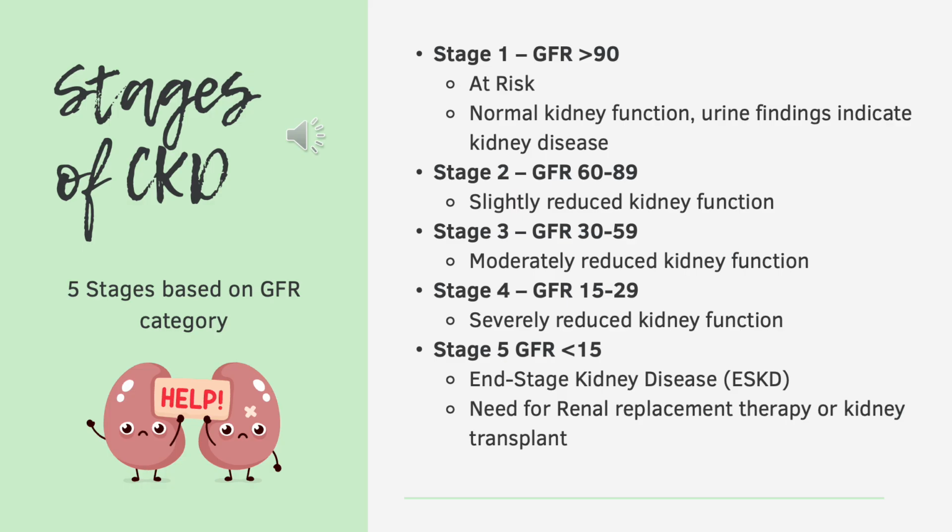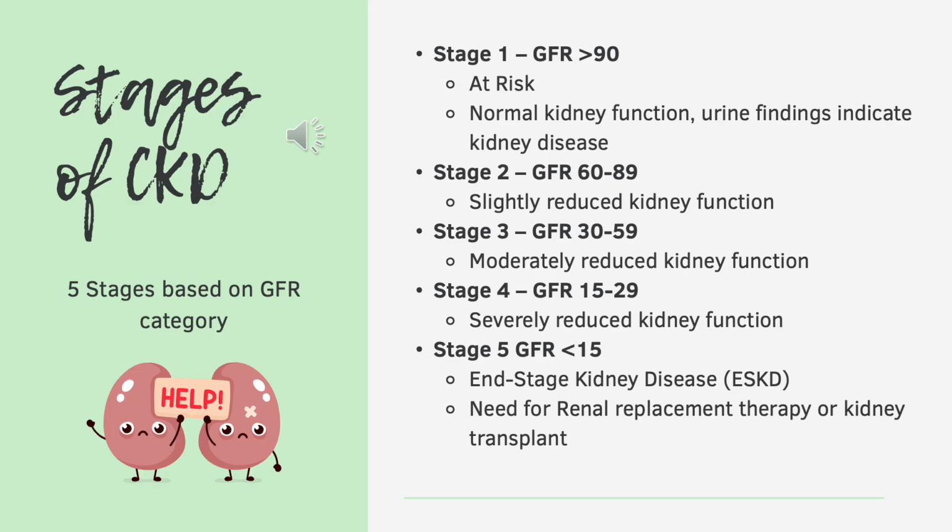So stage 1. This stage has a GFR that is greater than 90, which means the kidneys are functioning within a normal range. However, some abnormal urine findings, structural abnormalities, or some genetic predispositions can indicate kidney disease. At this stage, patients are at risk for kidney damage due to factors like infections, inflammation, dehydration, or conditions like diabetes and high blood pressure. So careful management of these conditions is very important to slow the CKD disease progression. Early intervention here can make a significant difference.